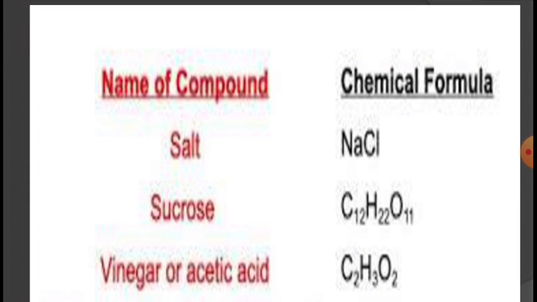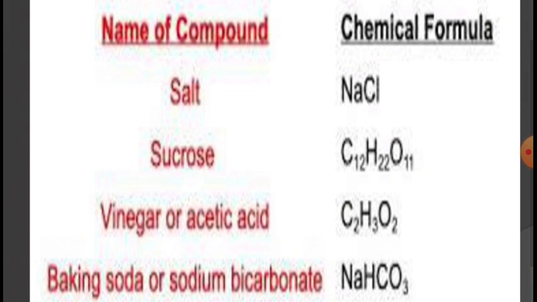Here are a few other examples for you, the names of compounds with the chemical formulas which I have selected for you. The first is a salt. This is common salt, which we commonly use in our homes. This formula is NaCl.